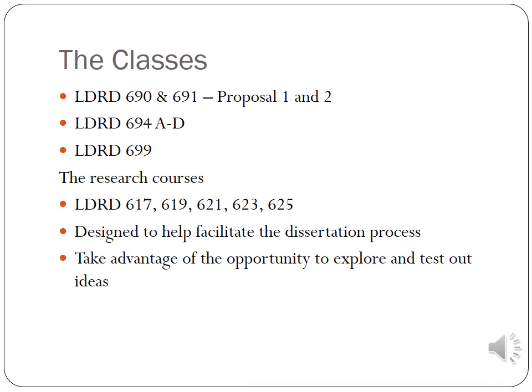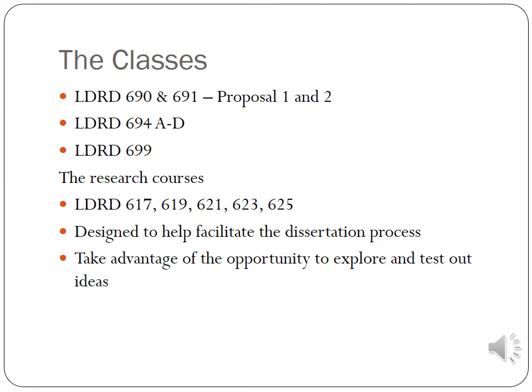If you do not complete your proposal by the end of LDRD 691, you may need to continue working on it as you begin the dissertation courses. There are 4 dissertation courses known as LDRD 694A through D. During this time, you will complete the research, write chapters 4 and 5, gain all necessary approvals, and complete the defense and dissemination. If you are not able to complete all parts of the dissertation in LDRD 694A through D, you must register for LDRD 699, which is Continuing Dissertation Services. You will register for this course each quarter until the project is complete.